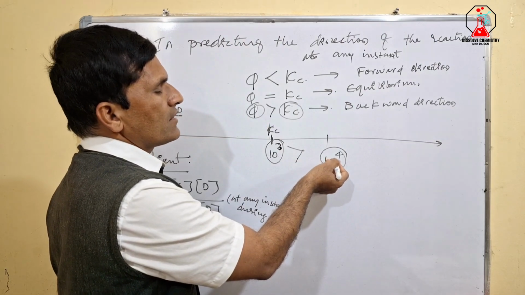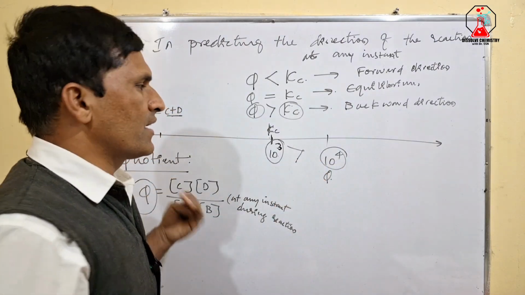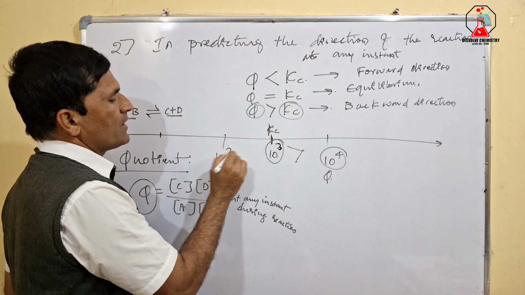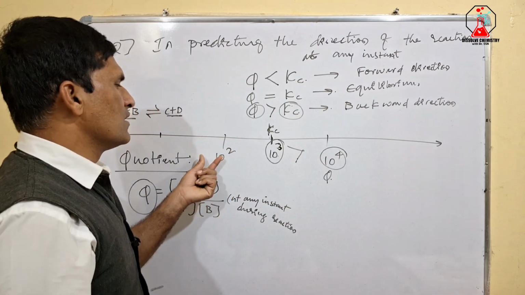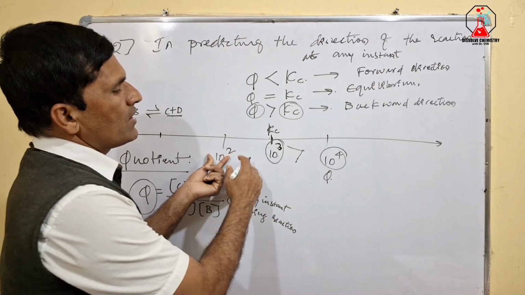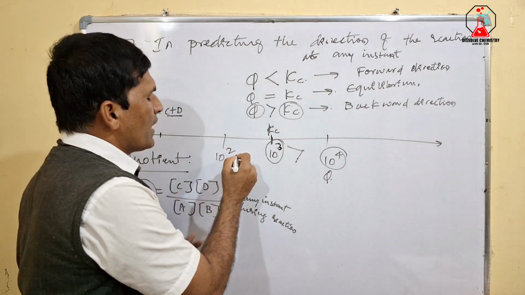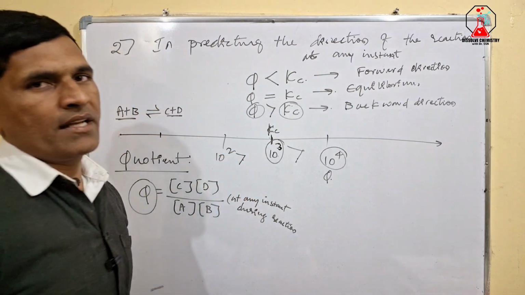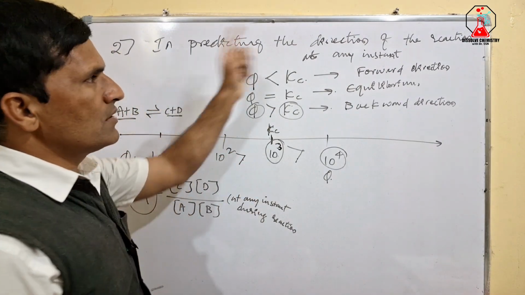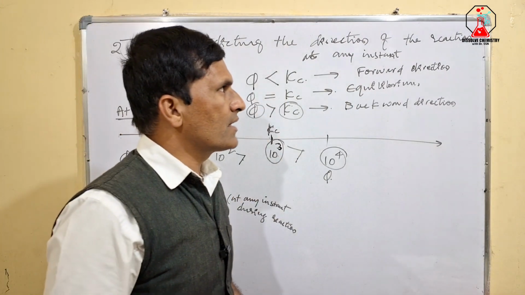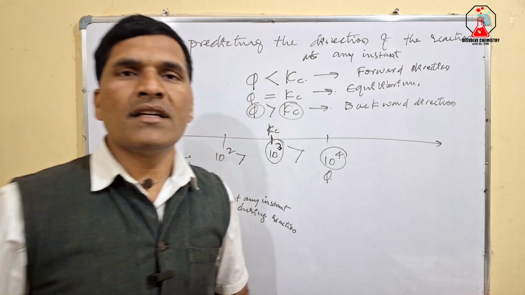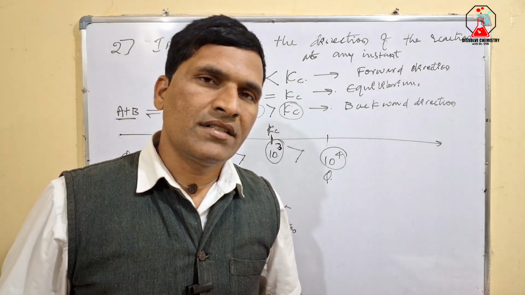So therefore the reaction still has scope to go in the backward direction. If it is, say for example, 10 to the power 2 Q value, then it has not attained an equilibrium concentration, so it will have scope to go in the forward direction. I hope you have understood. This is how we can determine the direction of the reaction at any instant during the reaction.